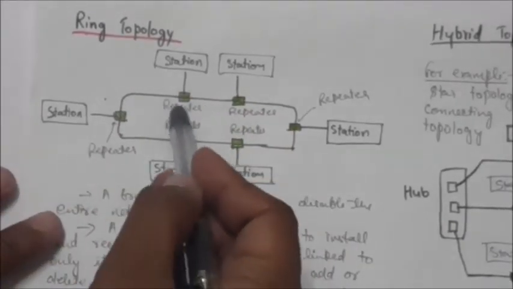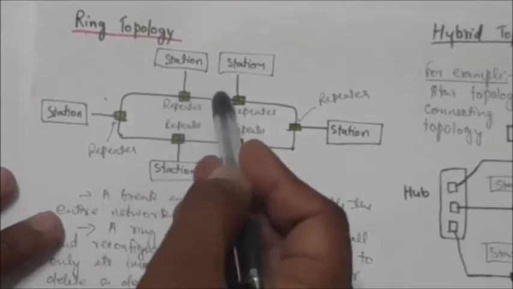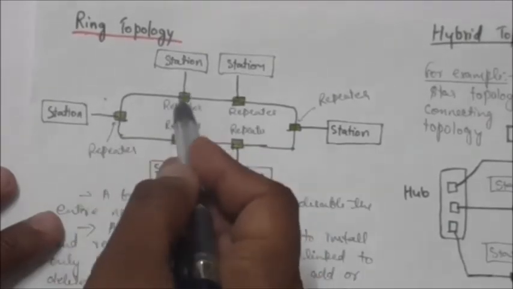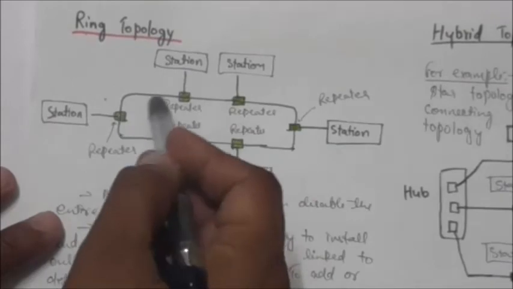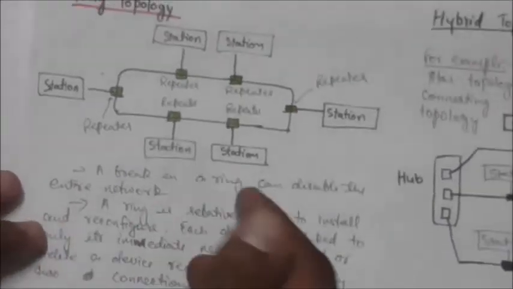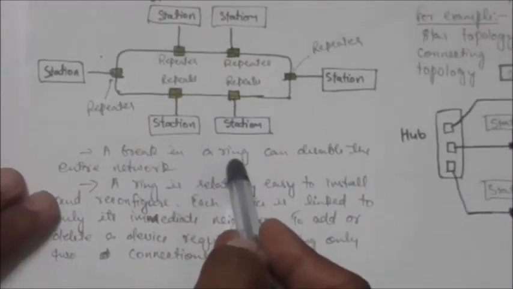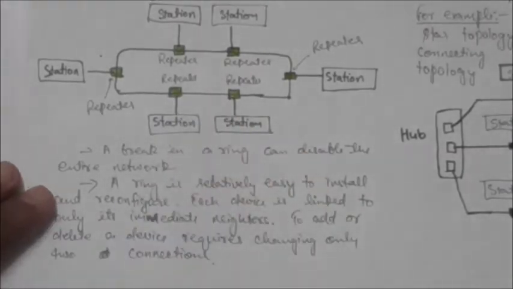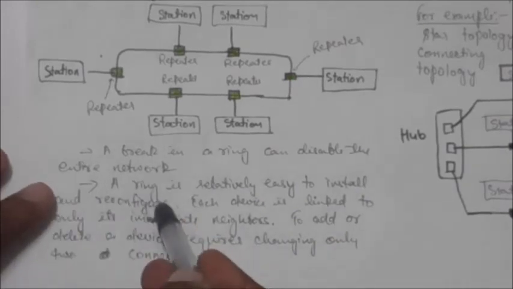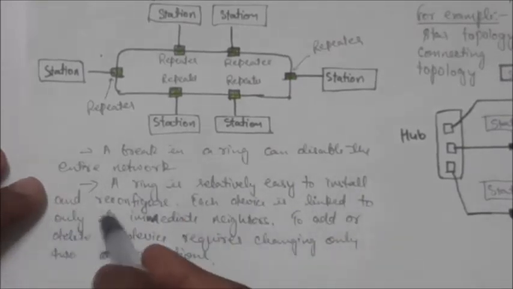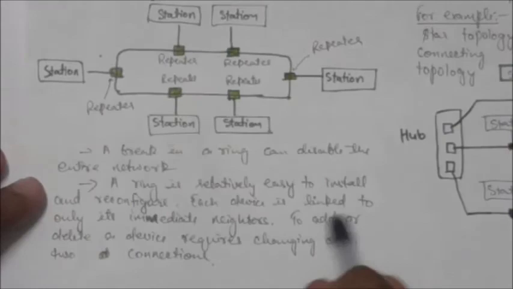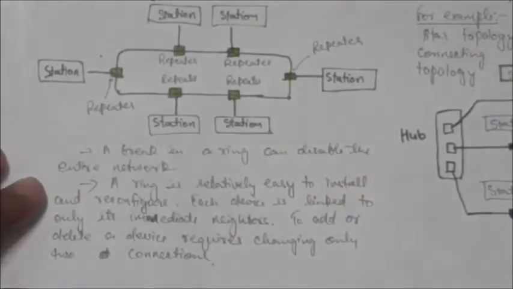Each device in a ring incorporates a repeater. When a device receives a signal which is intended for another device, then its repeater regenerates bits and passes them along, right? So in a ring topology, a break in a ring can disable the entire network, right? And a ring is relatively easy to install and reconfigure. Each device is linked to only its immediate neighbors. So to add or delete a device in ring topology requires changing only two connections, right?